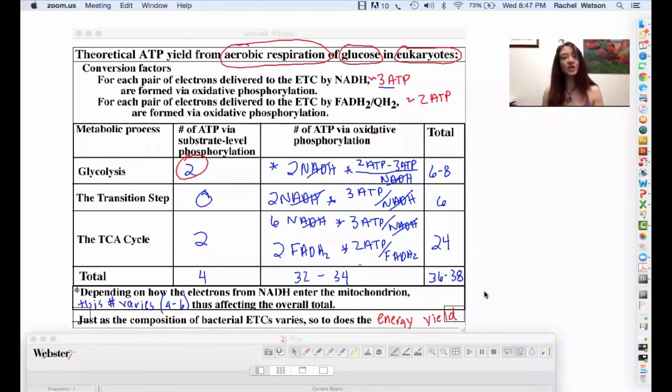So now that we understand the total number of ATP that can come from oxidative versus substrate level phosphorylation, and we see this taking place within the mitochondrion of a eukaryotic cell, this is a really good place to stop for today.